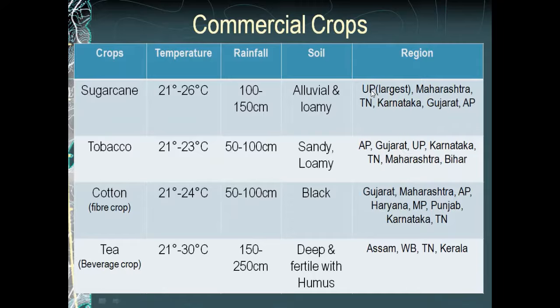Actually, South Indian sugarcane has more sugar content, but Uttar Pradesh is the largest producer. Maharashtra, Tamil Nadu, Karnataka, Gujarat, and Andhra Pradesh also grow it. Tobacco requires 21 to 23 degrees Celsius temperature and 50 to 100 centimeters of rainfall. Sandy, loamy soil is required for tobacco. Andhra Pradesh, Gujarat, UP, Karnataka, Tamil Nadu, Maharashtra, and Bihar produce tobacco.